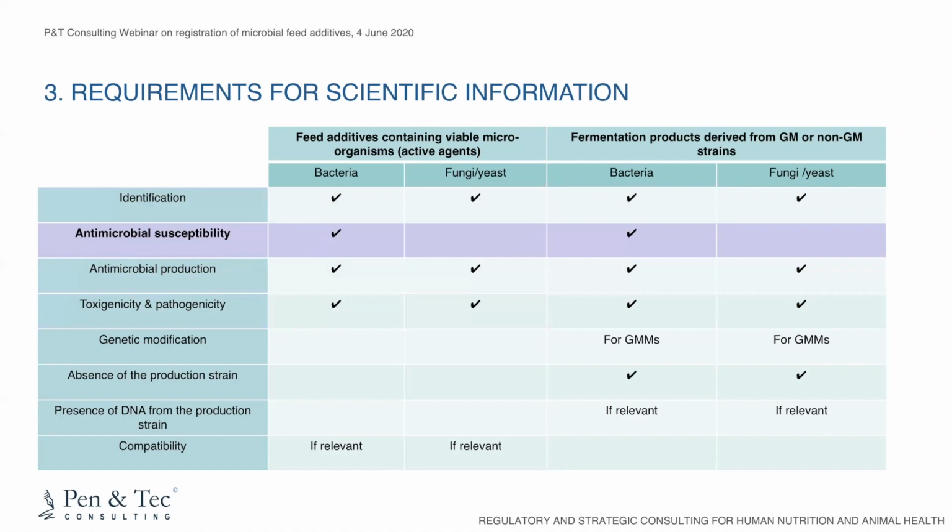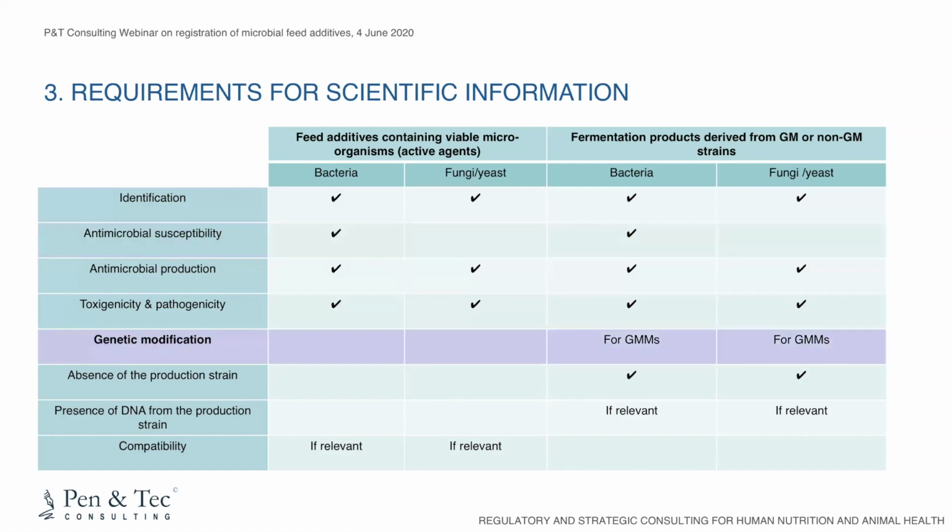The antimicrobial susceptibility, based both on the genotype and on the phenotype, must be analyzed for all bacteria used as feed additives or as production strains. It is not required for fungi or yeasts. For production strains which have been genetically modified, a characterization of the modification is required. This should be done using the whole genome sequence for bacteria and for yeast, and of course for fungi if available.